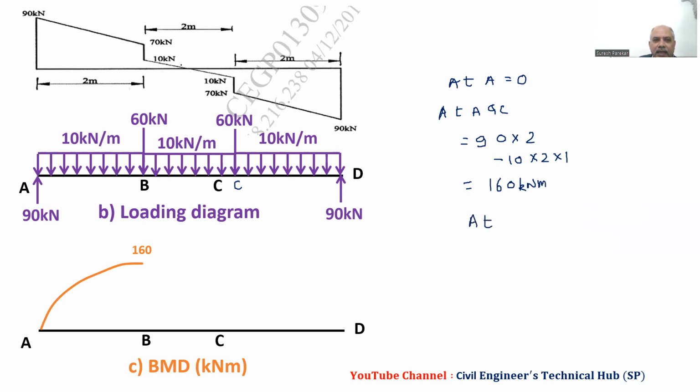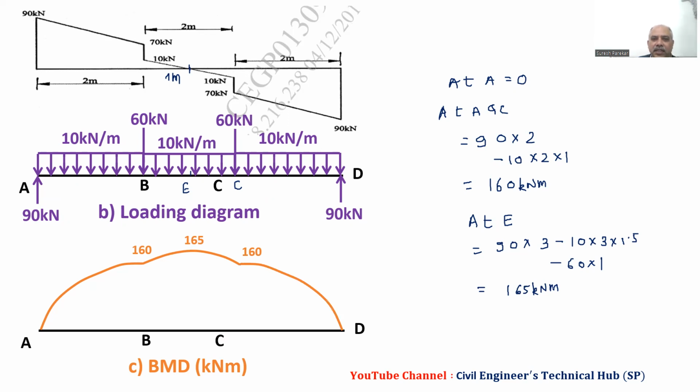Then at the center, where we have shear force 0, this will be 1 meter only. Let us call this point E. So we have at E: 90 into 3 minus 10 into 3 into 1.5 minus 60 into 1. And we will have this value: 90 into 3 minus 10 into 3 into 1.5 minus 60, and it is 165 kilonewton meter. So we have center 165. This we have already calculated at C, and this is 0. So this is the bending moment diagram.